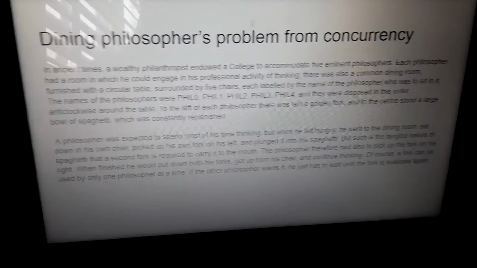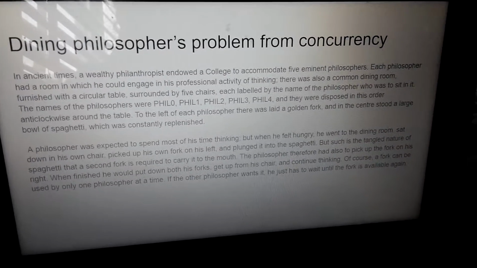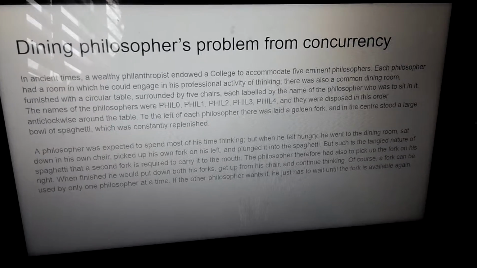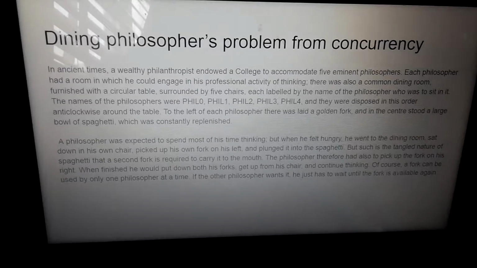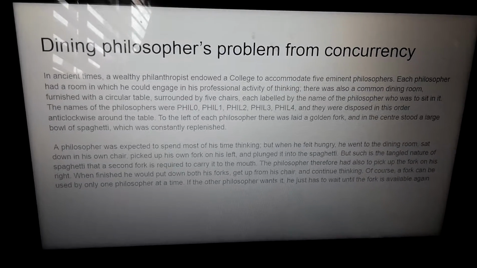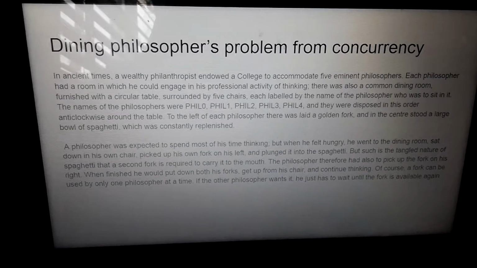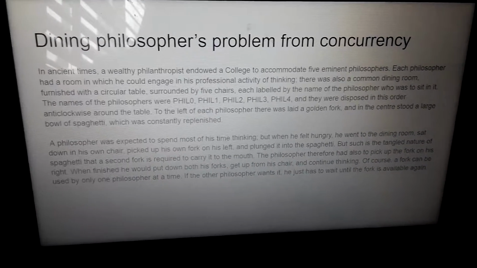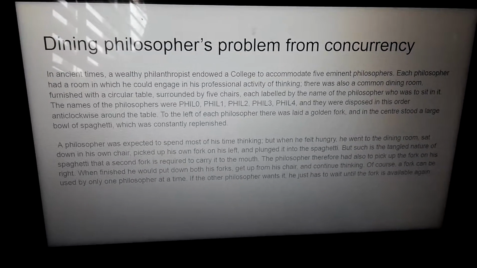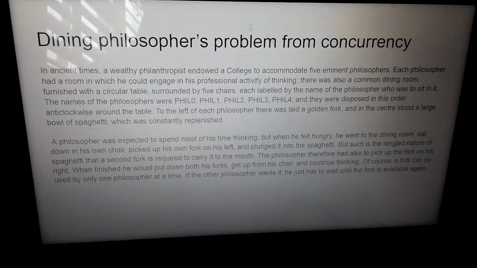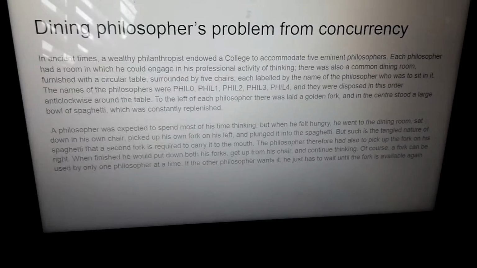So the problem is: in ancient times, a wealthy philanthropist endowed a college to accommodate five eminent philosophers. Each philosopher had a room in which he could engage in his professional activity of thinking. There was also a common dining room furnished with a circular table surrounded by five chairs, each labeled by the name of the philosopher who was to sit in it. The names of the philosophers were given, and they were disposed in this order, anti-clockwise around the table.